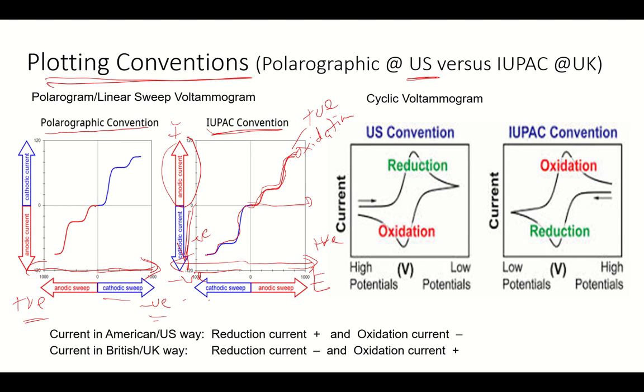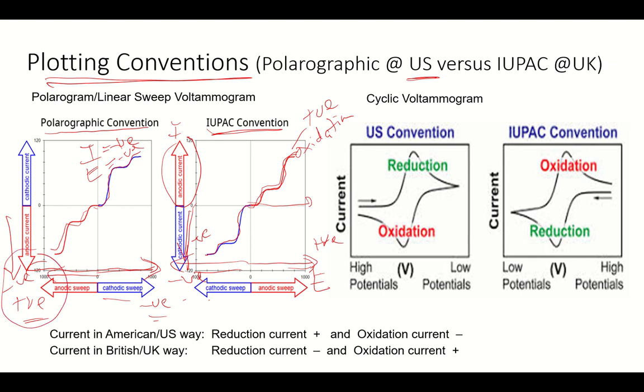But for the US, I positive, E negative is reduction, opposite to the UK. I negative, downward negative, E positive is oxidation. The difference is only on the current.